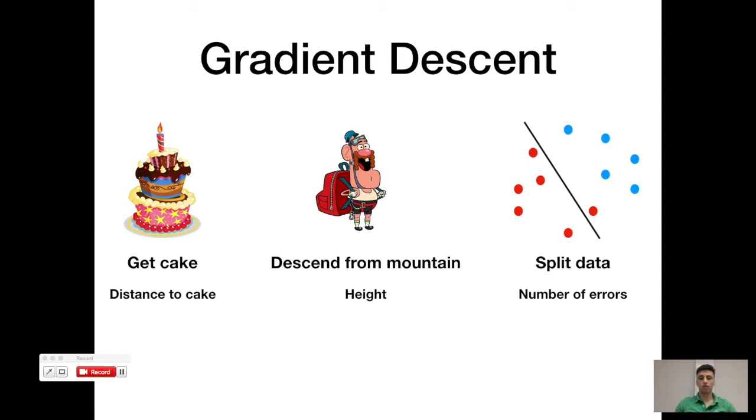So we try to get the cake, we try to minimize the height from the mountain, and we try to split the data. Can you spot the difference between these 3? Let me tell you. For the first 2, our error measures were continuous functions. The distance to the cake is a continuous number, as well as the decreasing height. What about the last one? It is a discrete function, because the error will always be a discrete number, whether 0, 1, 2, and so on.